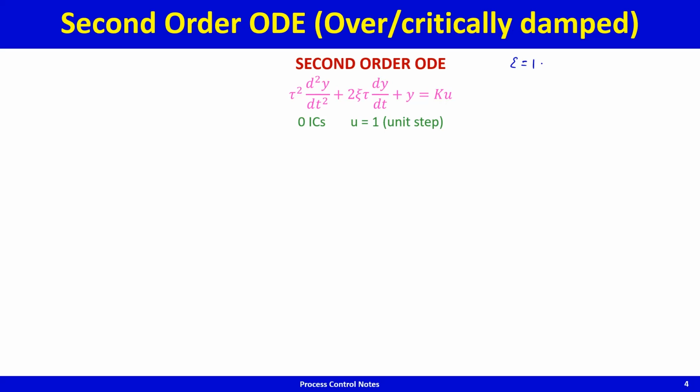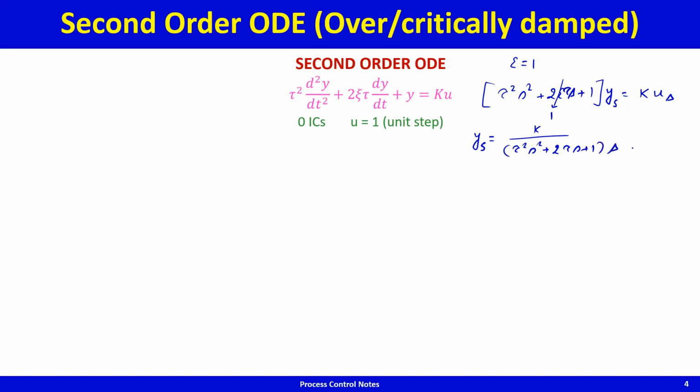So in that case your governing differential equation is, if you take the Laplace transform of both sides, you'll get (tau square s square plus 2 epsilon tau s plus 1) applied on y of s must be equal to k times u of s, and we are saying this epsilon is going to 1. So therefore, for a unit step, u of s is equal to 1 by s, so y of s will be k divided by (tau square s square plus 2 tau s plus 1) times s.